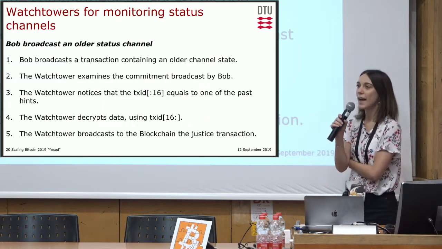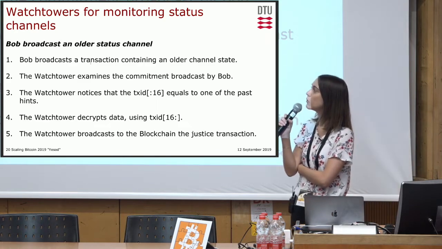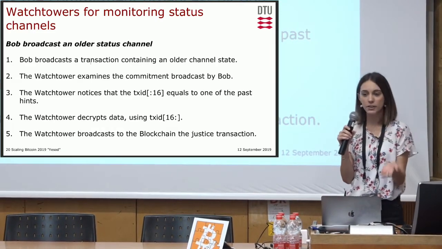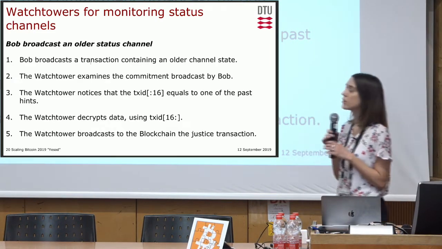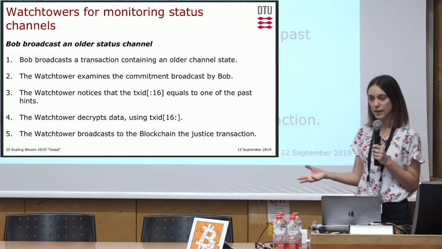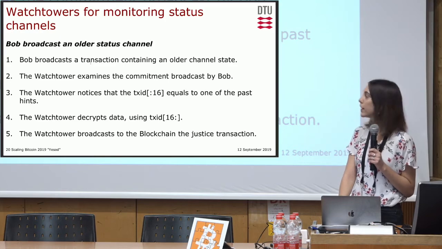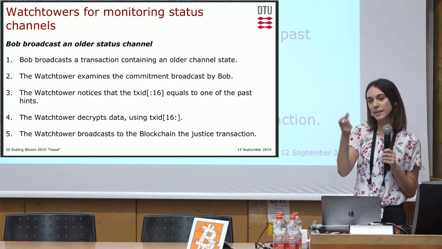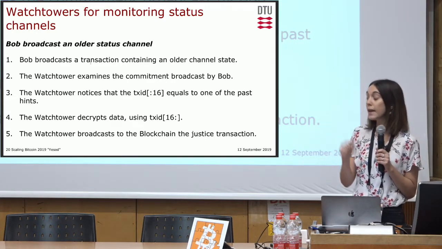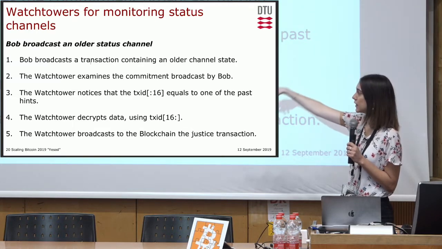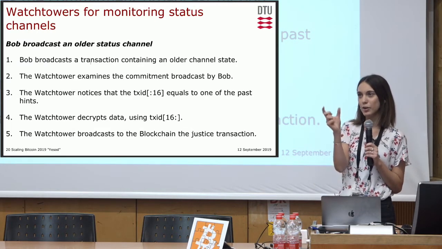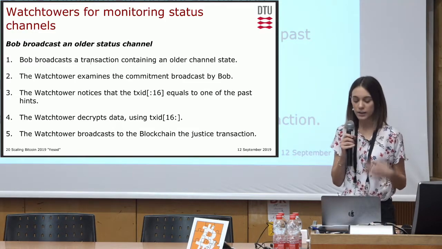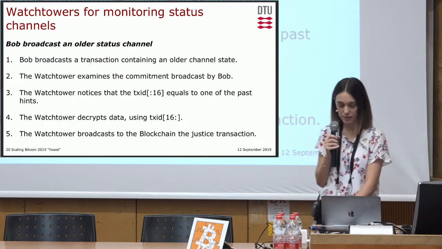Now, let's suppose that Alice is offline and Bob wants to take advantage of this situation to broadcast to the blockchain an older status more favorable for him. So Bob just broadcasts to the blockchain this older channel status. The watchtower can examine this commitment signed by Bob and recognize that the first part of the hash value of that commitment is equal to one of the past hints. So the watchtower can decrypt the data, the blob corresponding to that hint, and send it to the blockchain, the justice transaction, demonstrating that Bob is cheating.